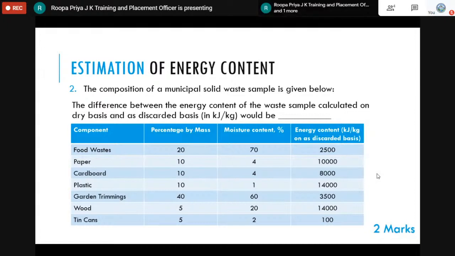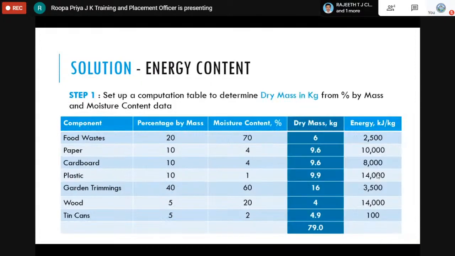So this is the question. Now let's see how we have to solve it. So as you know, we'll have to first calculate the dry mass. So step 1 would always be to set up a computation table to determine the dry mass in kg from percentage by mass and the moisture content data. So you get the column of the dry mass in kg. Add this column's values, you get 79 kgs. Next, you have the energy in kilojoule per kg.